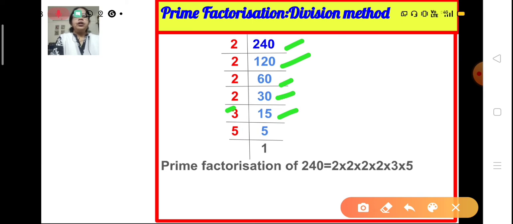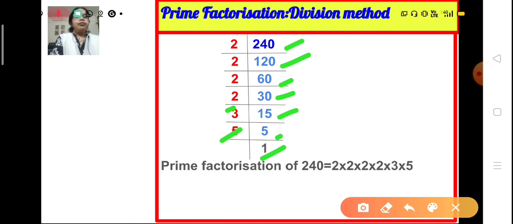Then we move on to the next bigger prime number, that is 3, and try to divide it by 3. So we know 3 fives are 15. So yes, it is divisible by 3. So we get the quotient here as 5. And since 5 is a prime number, it can be divided only by itself or 1. So we divide it by 5. 5 ones is 5. So till we get 1, we continue dividing the number by the possible prime number.